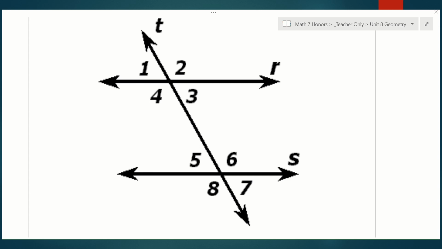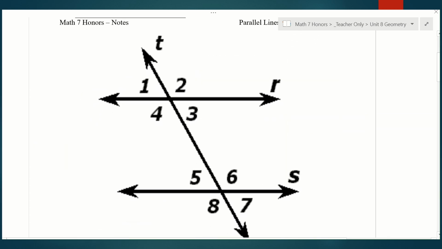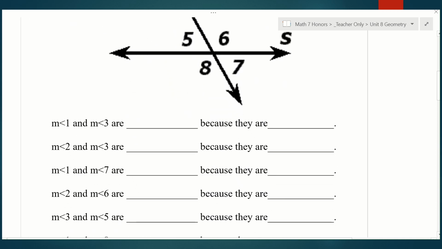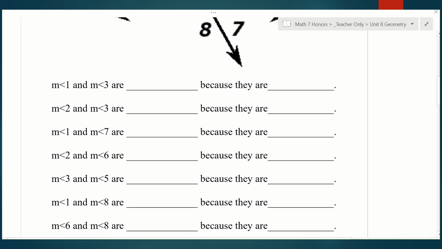Those are just a few of the relationships that you will find in a diagram like this, but we're going to talk more specifically about the names of other relationships in the picture. In the blanks below, on the first blank we're going to state whether the angles that I've listed are congruent or supplementary. Remember, congruent means that they're the exact same measure. Supplementary means they're not, and they add up to be 180. Then we're going to say "because they are," and name the specific name given to those angles.